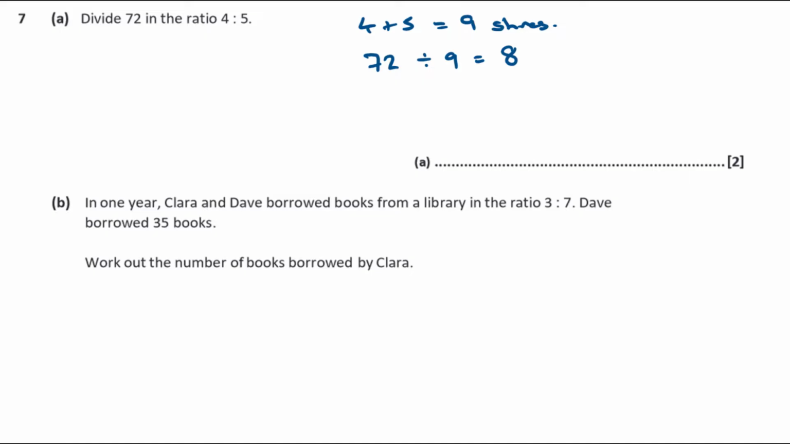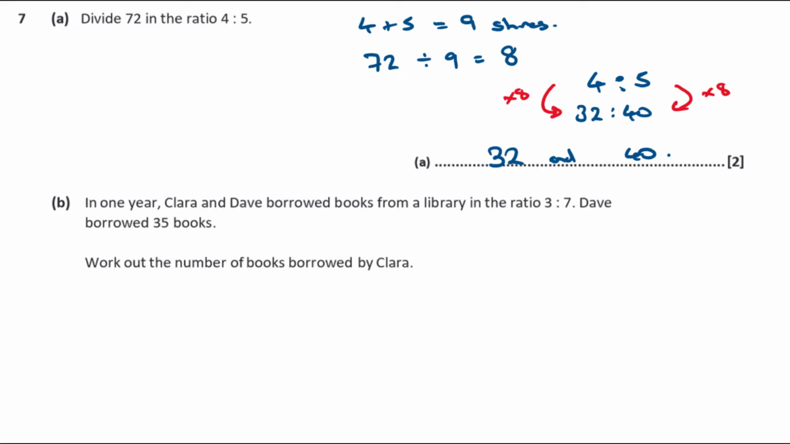Okay. So then what we can do is we can take our ratio of 4:5 and we can scale it up by a factor of 8 because each share is worth 8. So if I've got 4 shares, it's going to be 4 lots of 8s. 4 8s is 32. And if I've got 5 shares, that's 5 lots of 8. So that gives me 40 altogether. So how much do they get? They get 32 and 40.